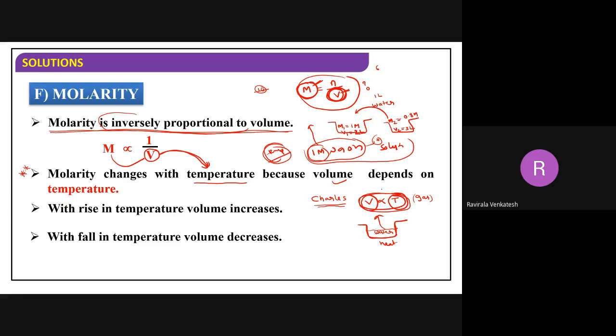But here what is happening when you increase the temperature, in the case of the solution? The volume is increasing here. When you decrease the temperature, volume also decreases. Based upon which law are we taking this? Charles law. So when you consider this, temperature and volume are both directly proportional.